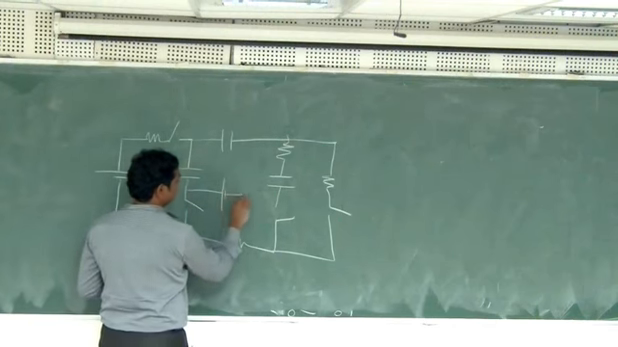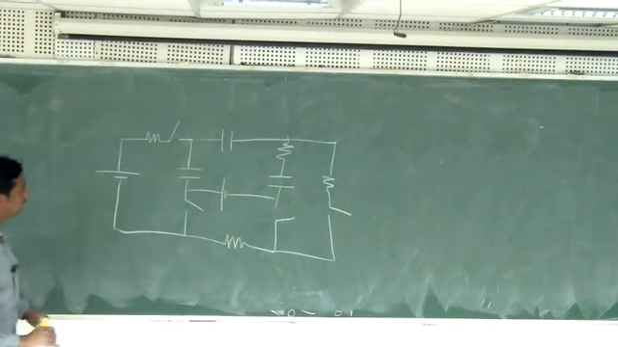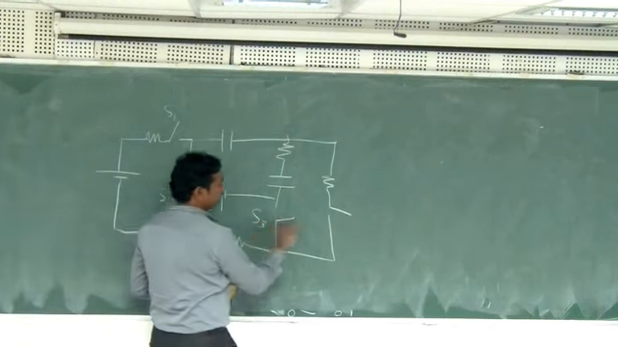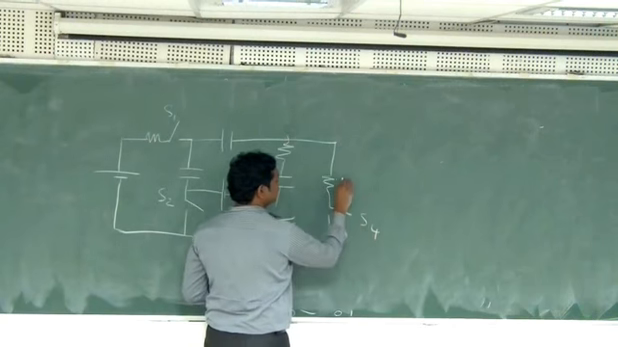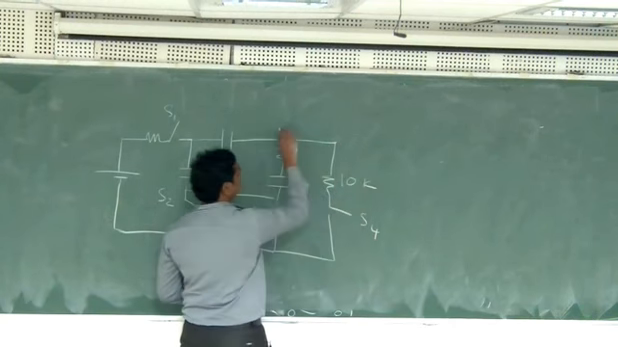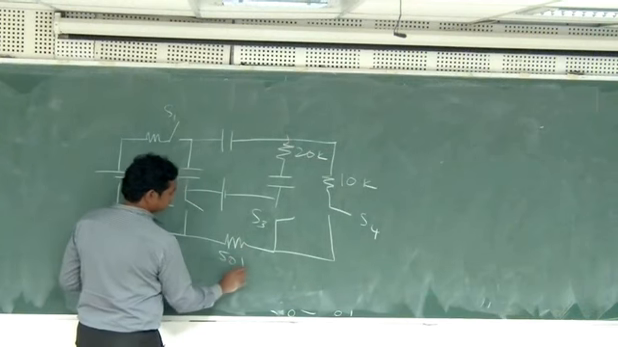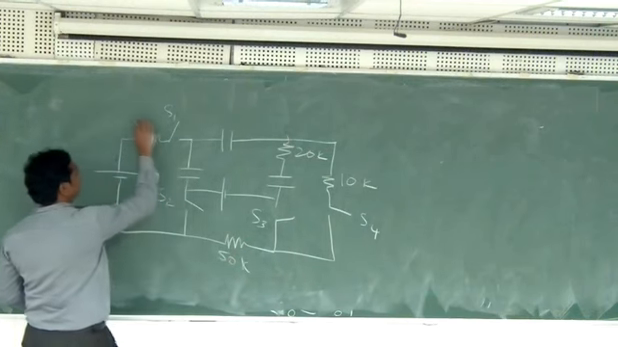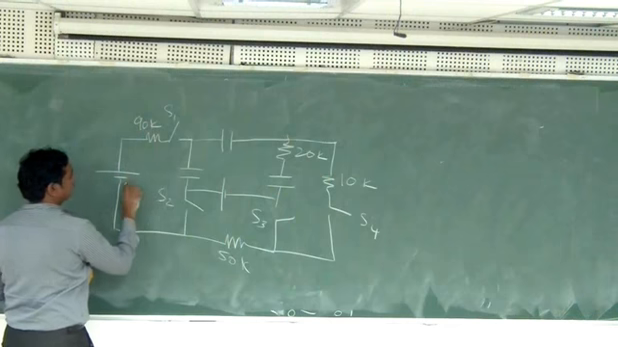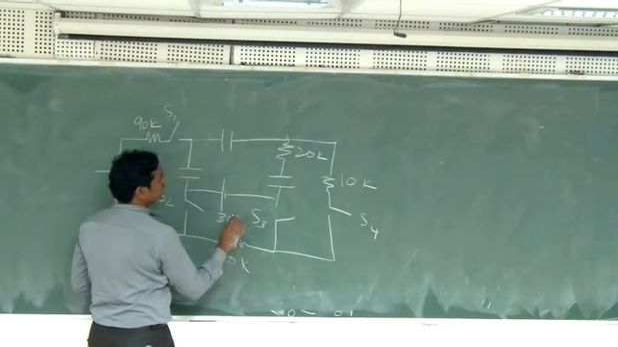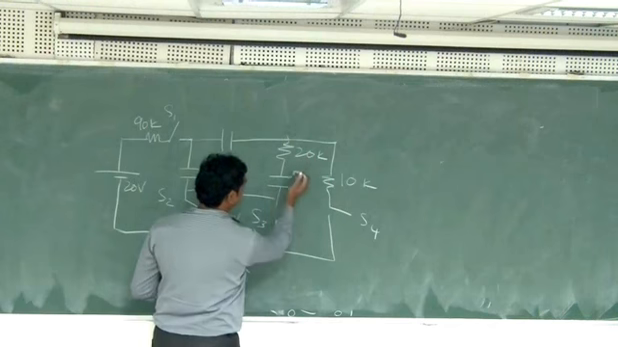And put a voltage here. Okay, something like this I'll give. So S1, S2, S3, S4. Let's say 10K, 20K. This is 50K, and this is 90K. This is 20 volts. So this is 30 volts, and this is capacitor only.